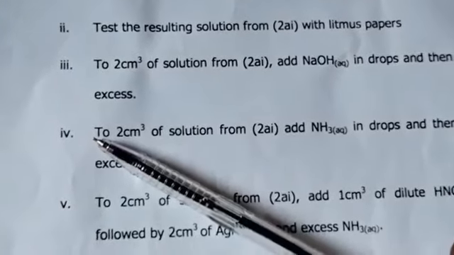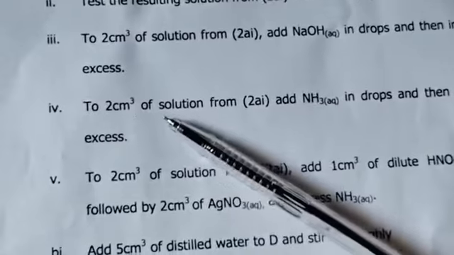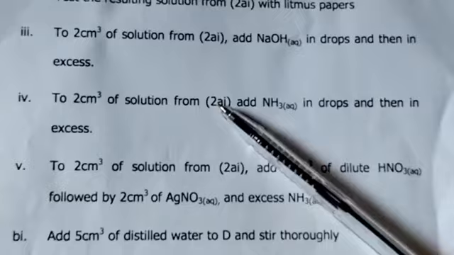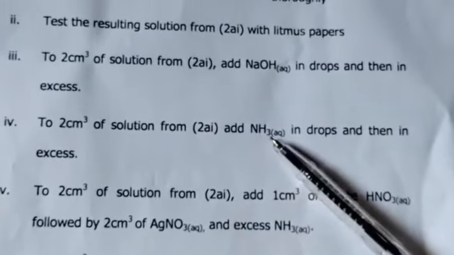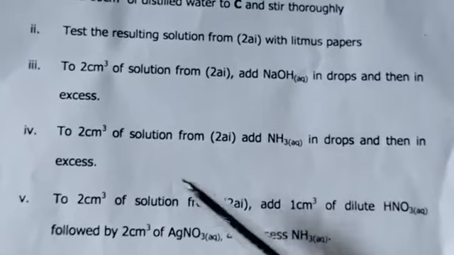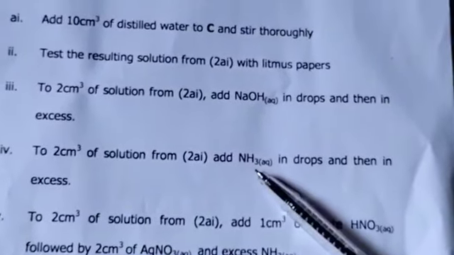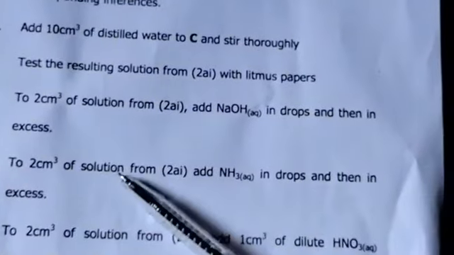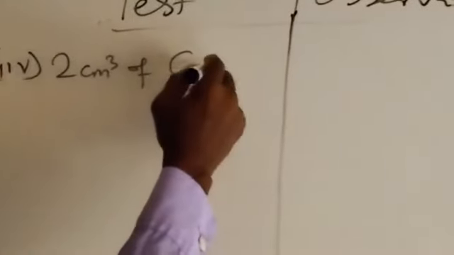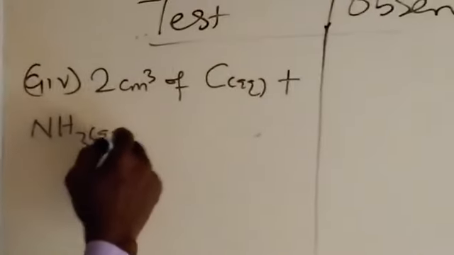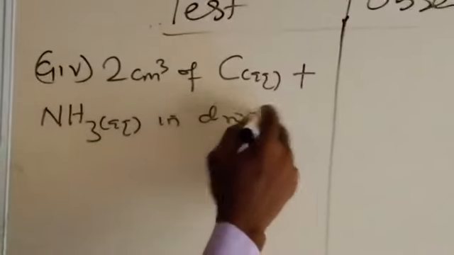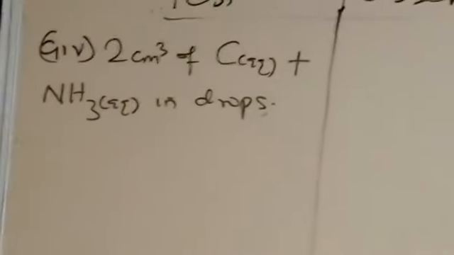So go to question IV that says to 2 cm cube of solution from 2AI, that is C aqueous, add aqueous ammonia in drops and then in excess. To 2 cm cube of solution from 2AI, add NH3 aqueous in drops and then in excess. So go to the board. So question IV B says 2 cm cube of C aqueous plus ammonia aqueous in drops before we now do the excess. So let's do this one first.